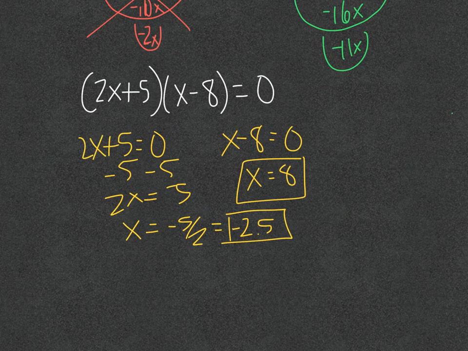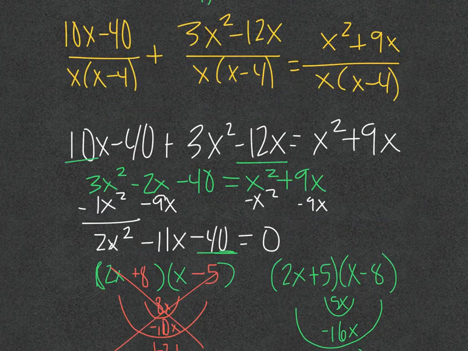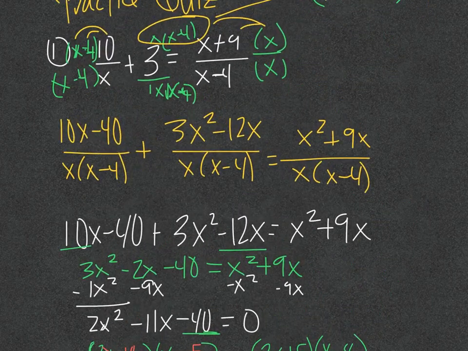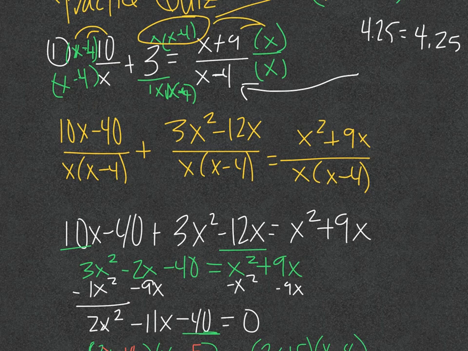So remember, we need to take these numbers back up to the very beginning and make sure that with that function up there, I can plug in 8 and negative 2.5 and they actually work. I'm just using my calculator to plug the numbers in. I plugged 8 in on both sides, and I got 4.25 equals 4.25. When I plugged in negative 2.5, I got negative 1 equals negative 1. So both of my solutions worked.